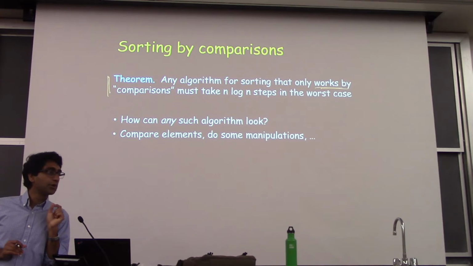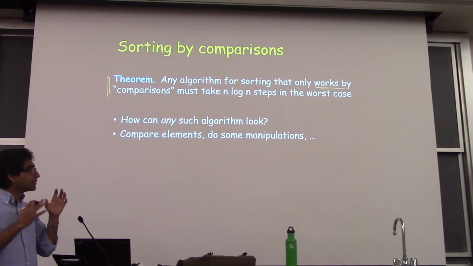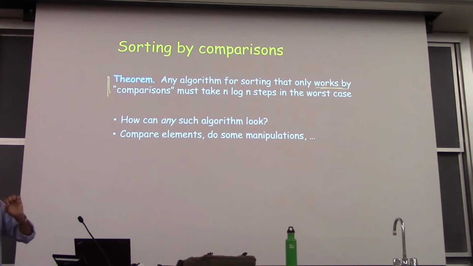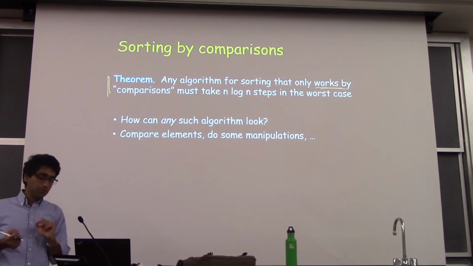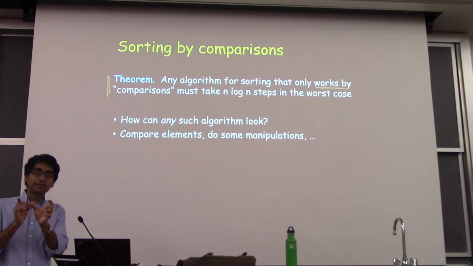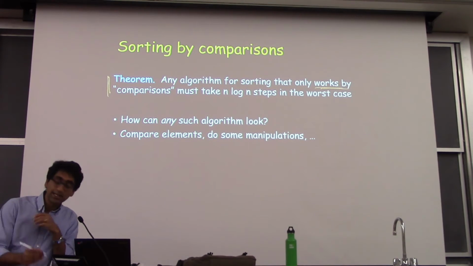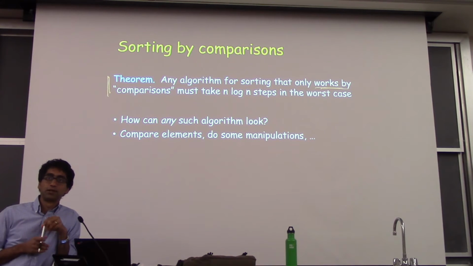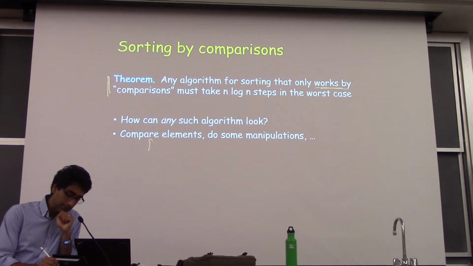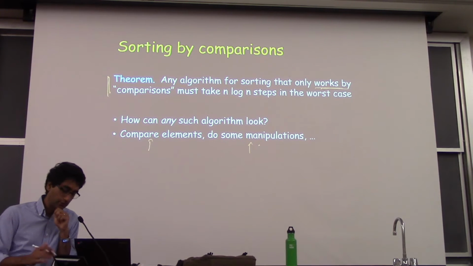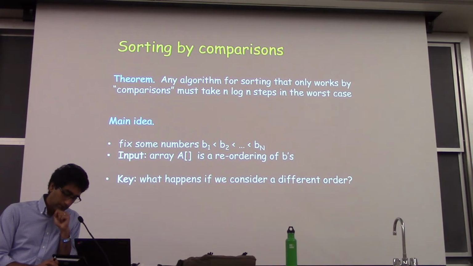Okay, so we are talking about algorithms that essentially just compare, and then they are allowed to do any other operations. But the only way you get access to these numbers, to the array itself, is via comparisons. Okay. So that's the kind of algorithms we are looking at. So what it does is a few comparisons, and it does some manipulations and so on.